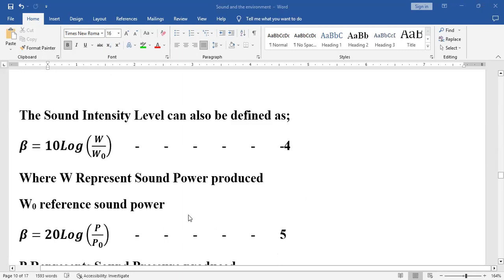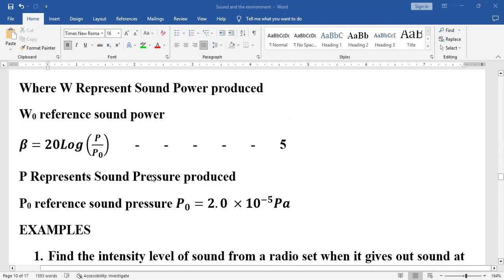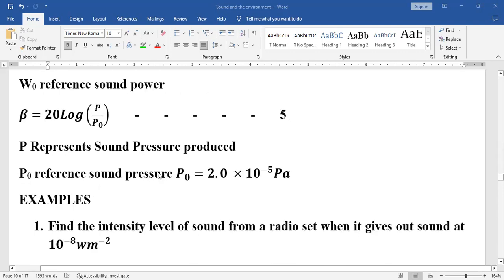We can as well define it in terms of power. It is 10 times the log of the ratio of the sound power produced to the reference sound power. So this is the sound power produced, and this is the reference sound power. You can as well define it in terms of pressure, as seen below.